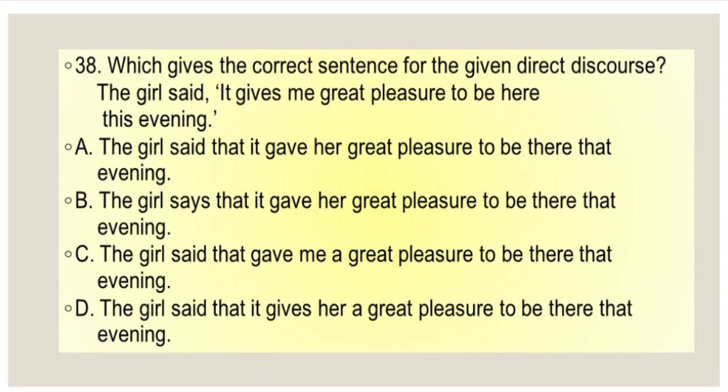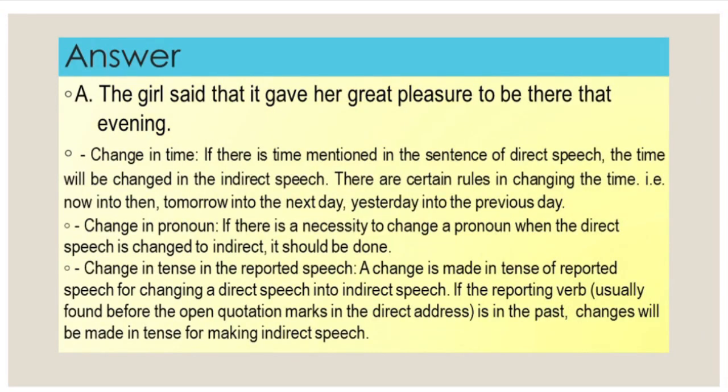Or B, letter C. The girl said that gave me great pleasure. Now, me should be changed to her. And if you look at letter C, a word is lacking. So do not consider letter C. The girl said that it gives, okay. The verb gives should be changed to gave. Remove D. Answer: The girl said that it gave her great pleasure to be there that evening.